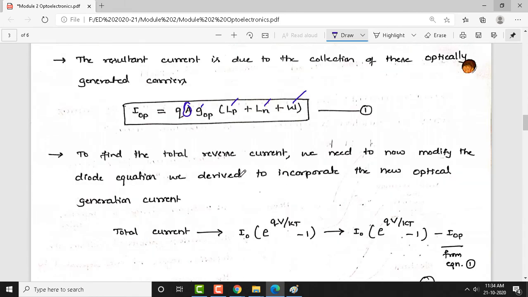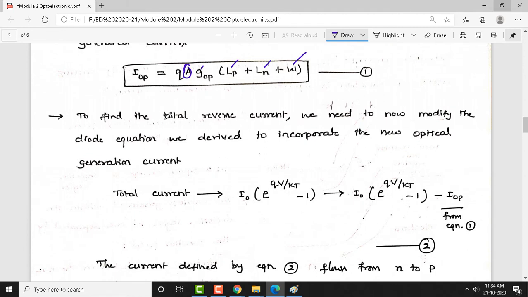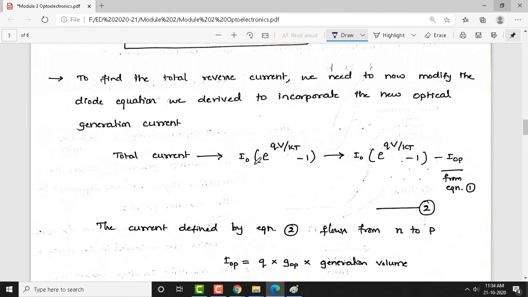Now, let us see the total reverse current that flows in the PN junction. We need to consider even the forward current also. We need to now modify the diode equation we derived to incorporate the new optical generation current. We know the conventional current through the PN junction is I equal to I naught, and this is nothing but the diode current. And look at the second term here, this gets modified. The diode current remains as it is, but now from equation 1 we have subtracted this optical current.